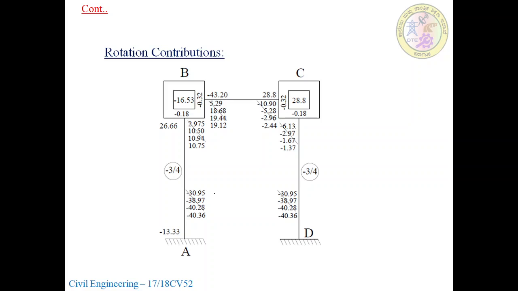You can ask, sir, will we go with symmetry or not? No, it's not symmetrical, it is a sway member. So here we have to take all four joints A, B, C, D. A is minus 13.33, 26.66, 43.2, 28.8. Here there is no load, so the fixed end moment will be 0. It will be the same procedure, but here we have to consider minus 3 by 4 only for the vertical members, where you have a sway.